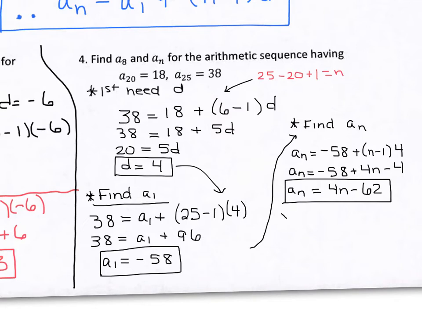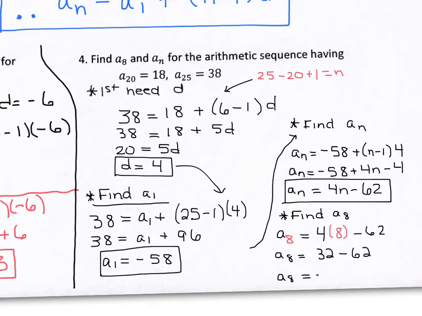Okay, last thing I need to do is find a sub 8. And I could go back to the original formula, a sub n equals a sub 1 plus the quantity of n minus 1 times d. But I'm very comfortable with the formula I just created, so I'm going to say now a sub 8 equals 4 times our n now of 8 minus 62. And we'll get a sub 8 equals 32 minus 62. And we will now have that a sub 8 equals negative 30. So as you can see, there's just a lot of manipulation of that formula that we came up with.